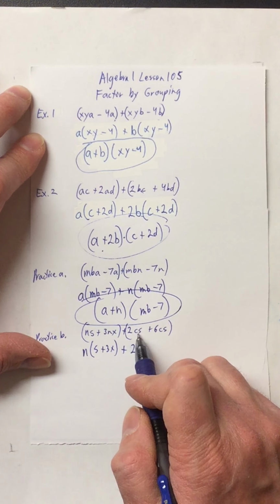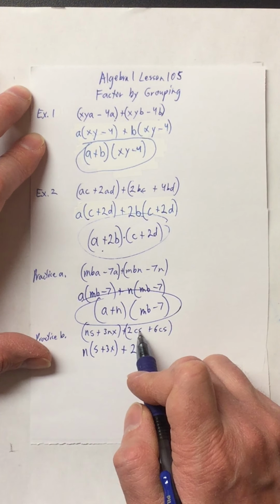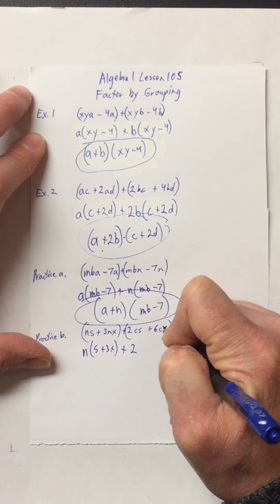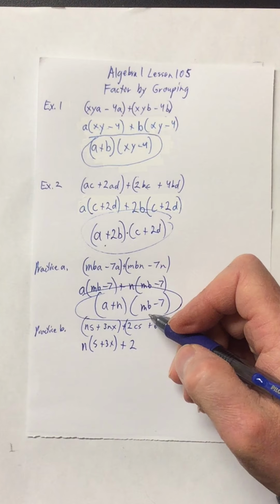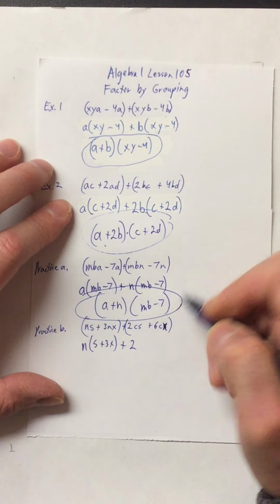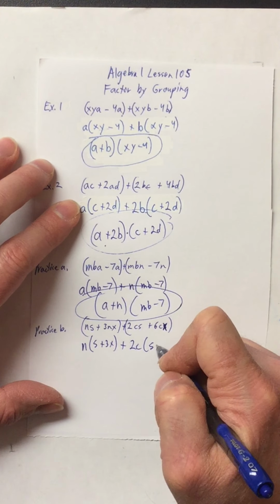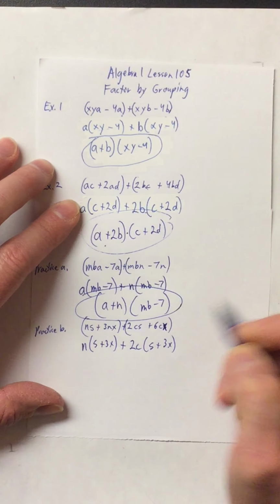Looks like, did I write that right? Let's check. Nope, I did not write that right. This is supposed to be an x right here. All right, let's fix that. I can take out a c, and then what's left is the s plus 3x there.